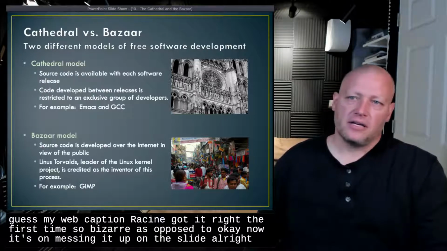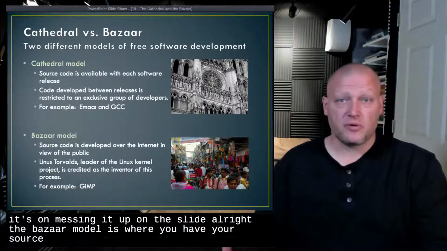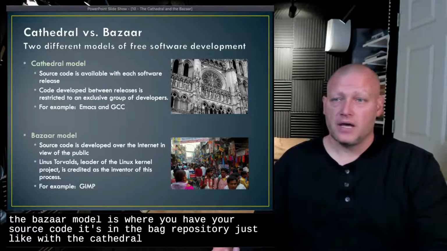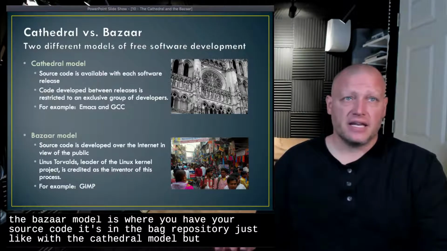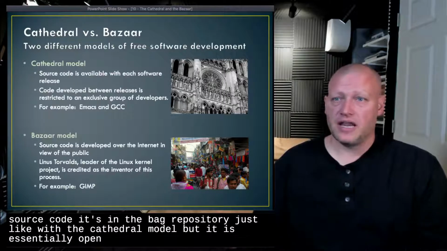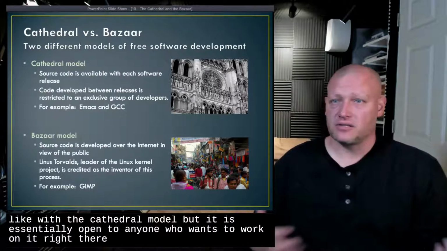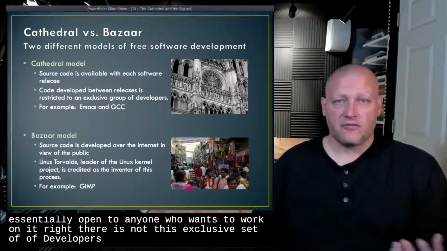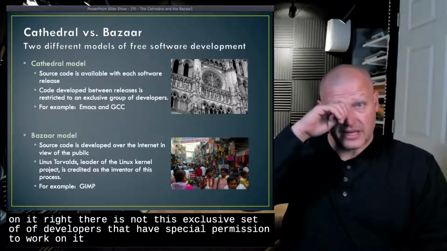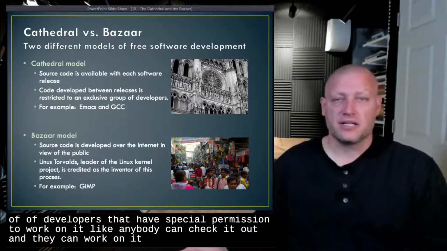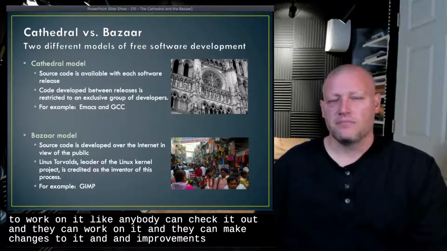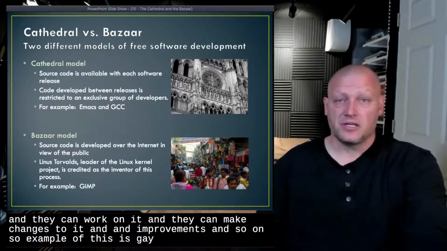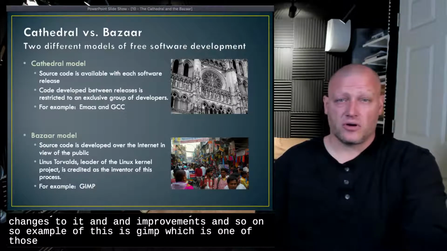The Bazaar model is where you have your source code in a big repository, just like with the Cathedral model, but it is essentially open to anyone who wants to work on it, right? There's not this exclusive set of developers that have special permission to work on it. Anybody can check it out and they can work on it and they can make changes to it and improvements and so on.